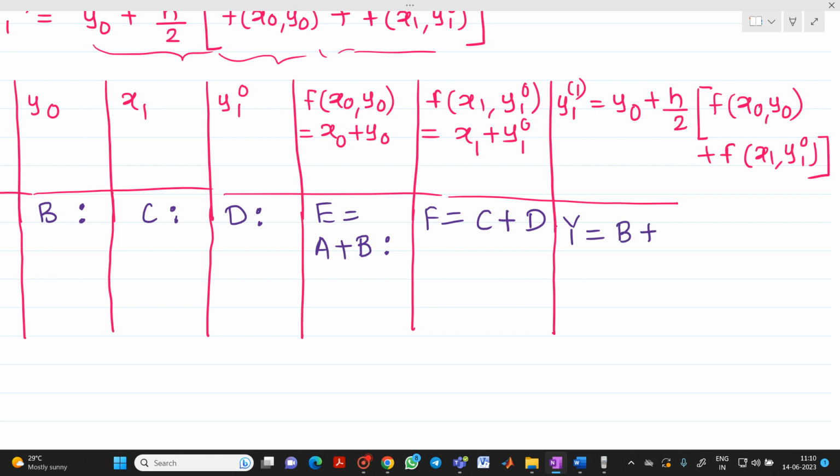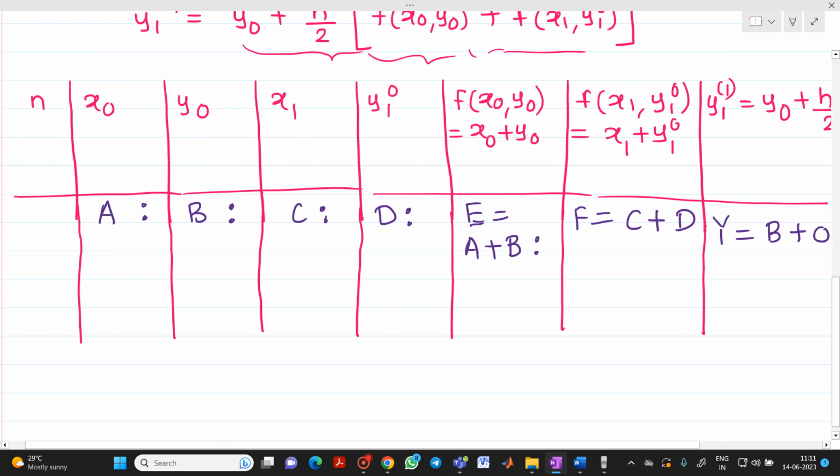Plus what is the value of h here? h is 0.1. So 0.1 divided by 2. What is 0.1 divided by 2? Yes, it will be 0.05. So let me write it here, 0.05 into bracket. f of x0, y0 is denoted by this e. So I will write it here e, plus f of x1 comma y10 is denoted by f. So it will be f. Now what I will do, I am going to substitute all these A, B, C, D values in a calculator.